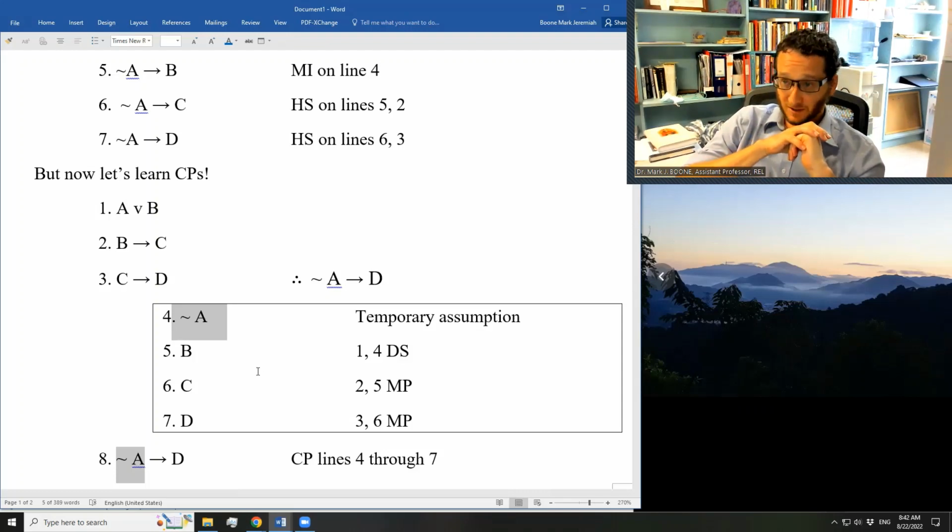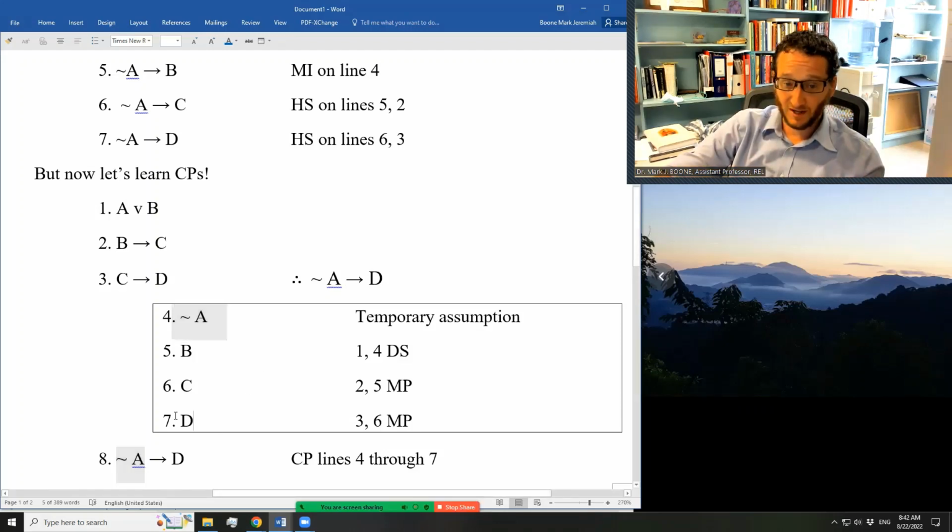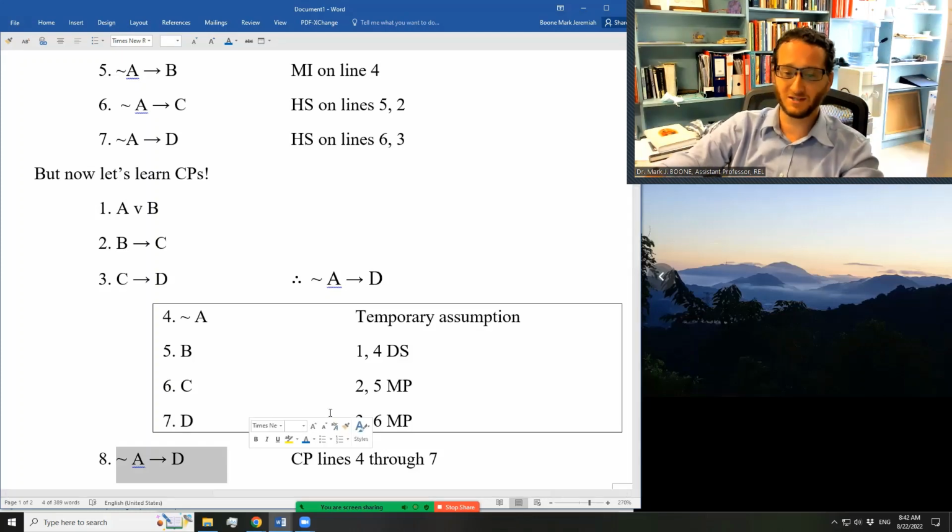The temporary assumption of a conditional proof should be the antecedent to a proposition. The last line of a conditional proof should be the consequent to the proposition, meaning the if clause and the then clause. And you should give that particular if-then proposition right after the conditional proof. There, I think I finally said it succinctly.